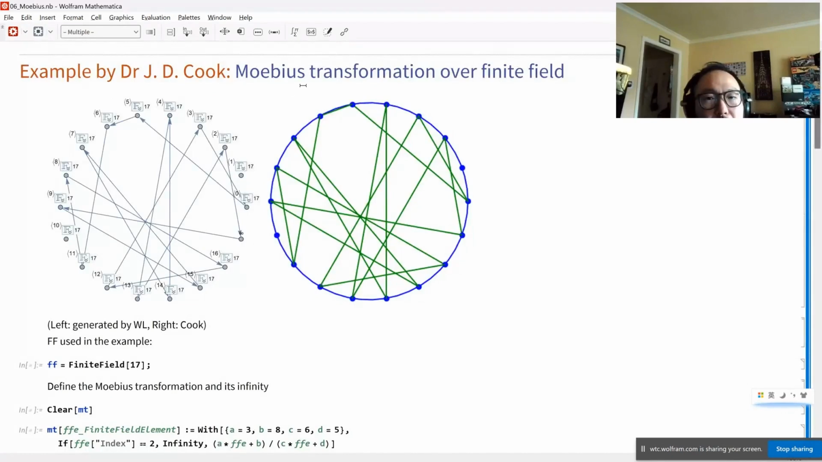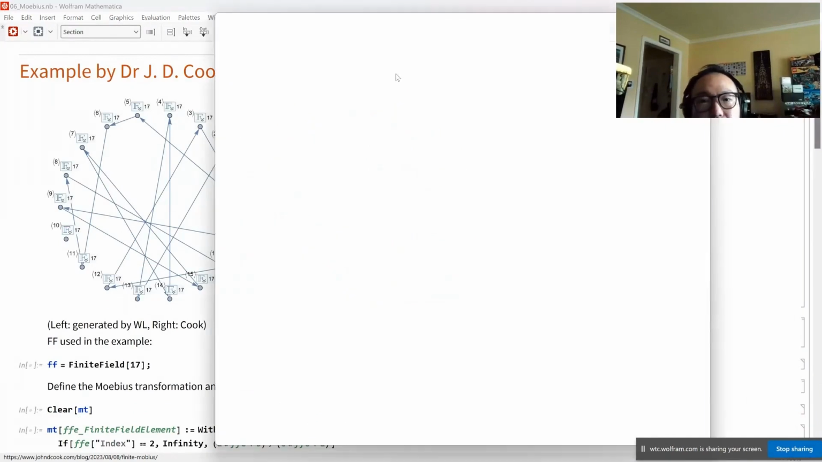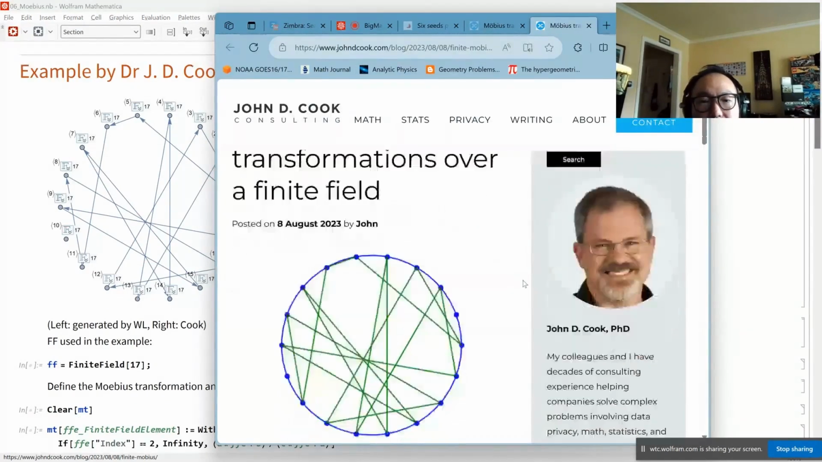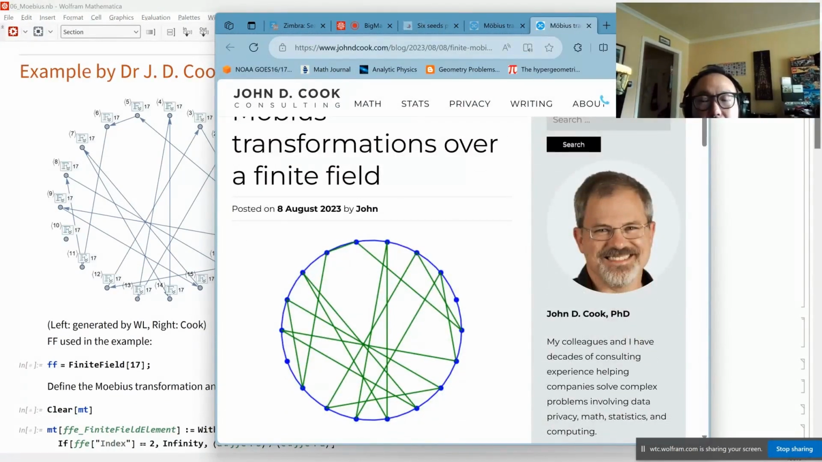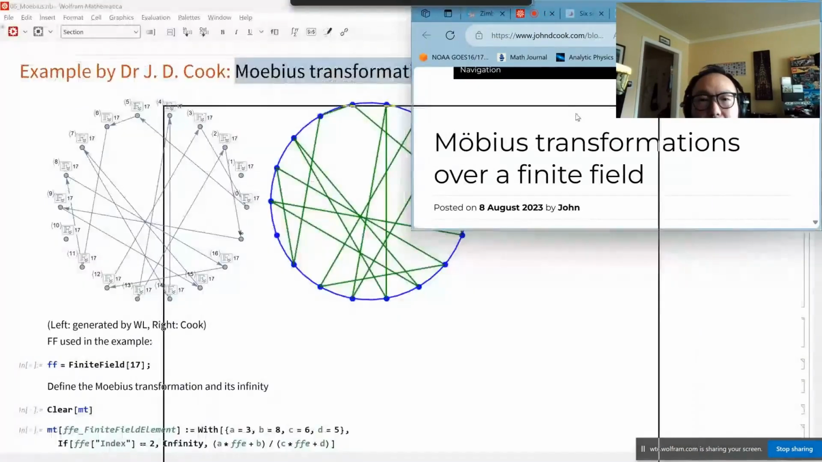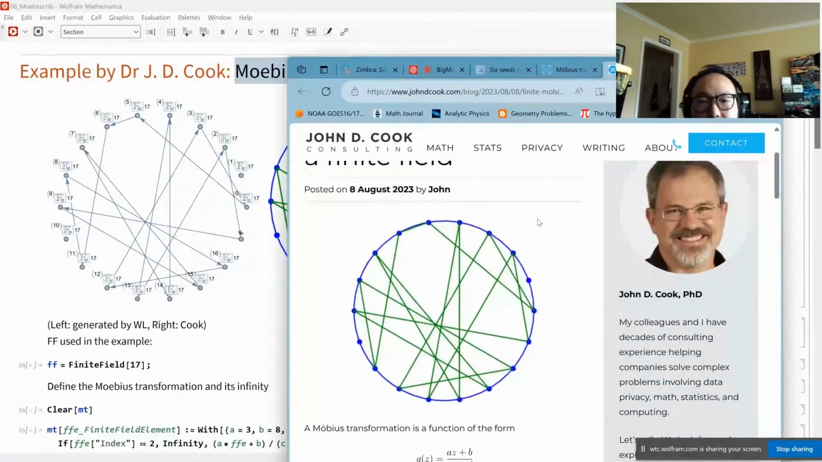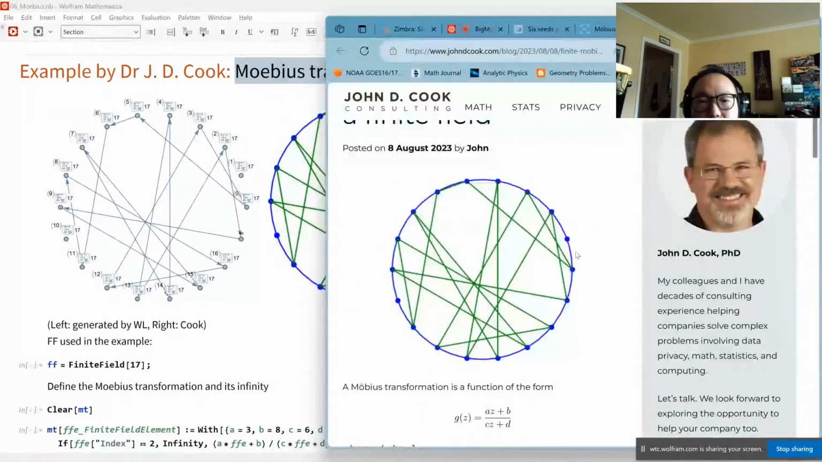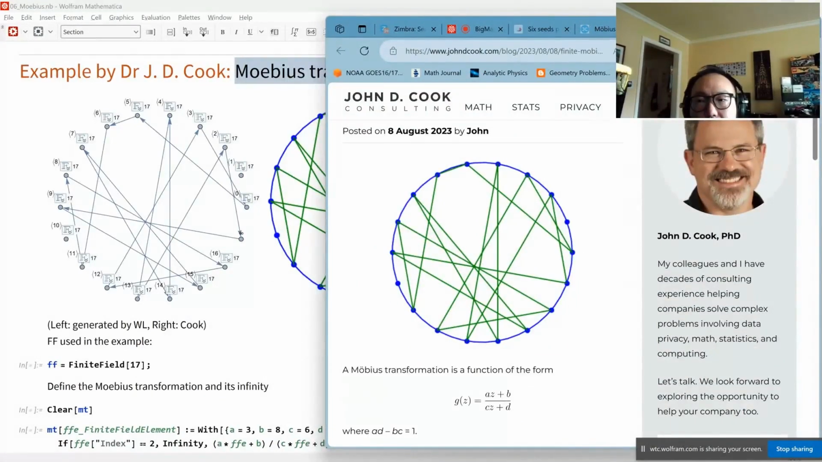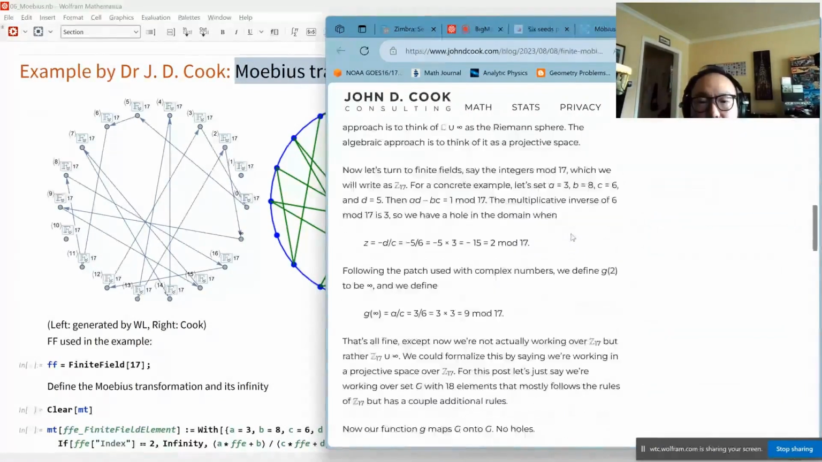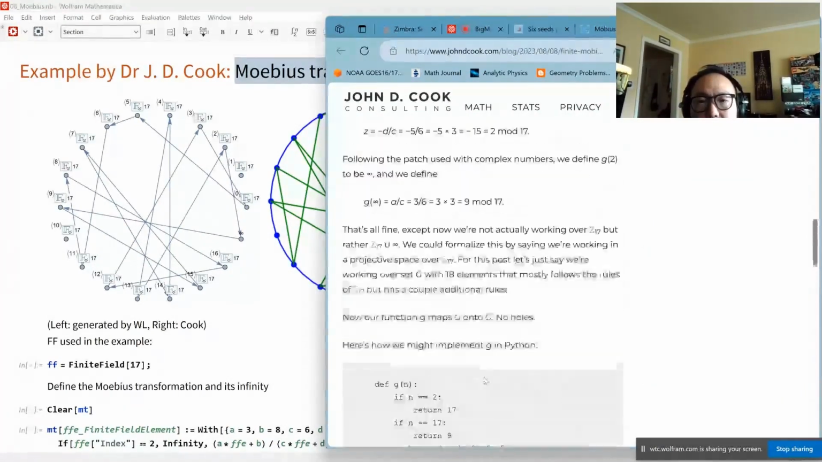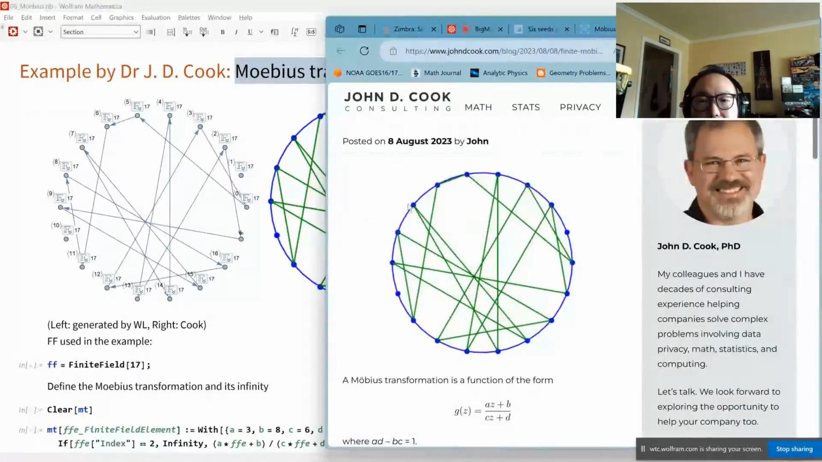This is the first, the Möbius transformation of a finite field. It's about a new feature in Mathematica. For example, this is the sample page I mentioned in the beginning. If you take a look at this result, he also offered some Python code here. But we can do more consistent code to generate the entire thing.